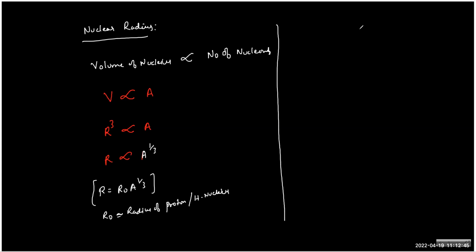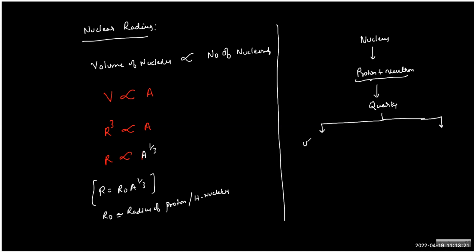So the nucleus is made of protons and neutrons. But what are protons and neutrons made of? We say that protons and neutrons are made of quarks, and we have two separate types of quarks, the up quark and the down quark.